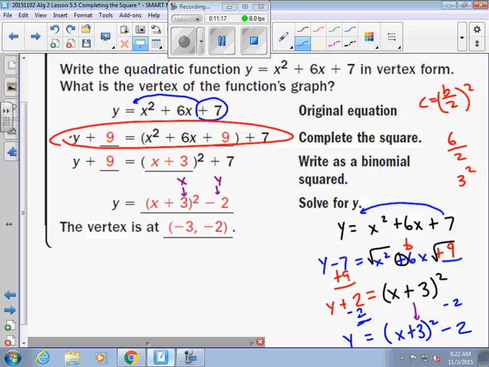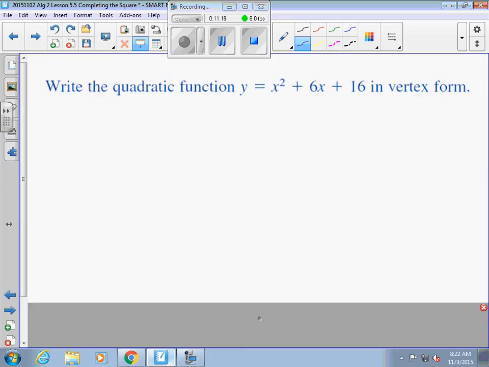Let's do another one like that. On the back, let's write this quadratic equation or quadratic function in vertex form. Let's do it in steps. First thing, get rid of this by moving it to the other side. Take 10 seconds.